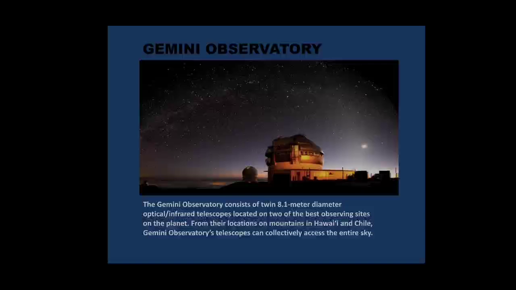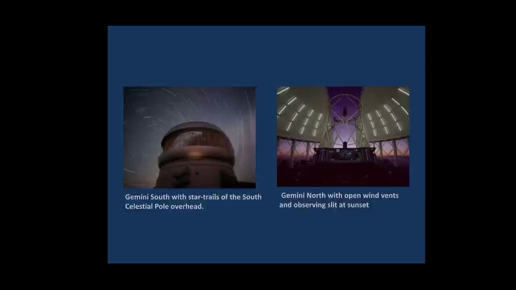And the next one is the Gemini Observatory. The Gemini Observatory consists of twin 8.1-meter diameter optical and infrared telescopes located on two of the best observing sites in the planet. From their location, they can access the entire sky. Now these are the two telescopes of the Gemini Observatory, Gemini South and Gemini North.